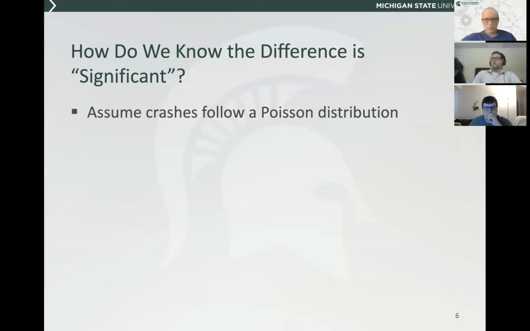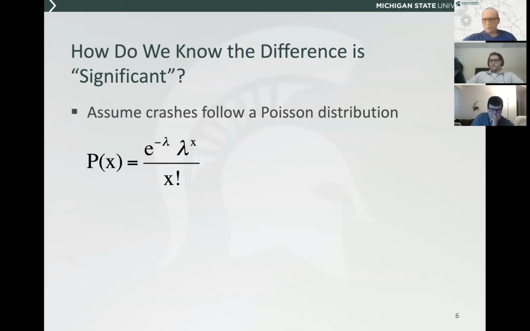Now, one problem we run into with that approach is that crash data, if we look at crashes on a site-specific basis, tend not to follow a normal distribution. They tend to be better approximated by a Poisson distribution. I'm trying to remember if we've gotten into this in 849 yet. I don't know that we have.